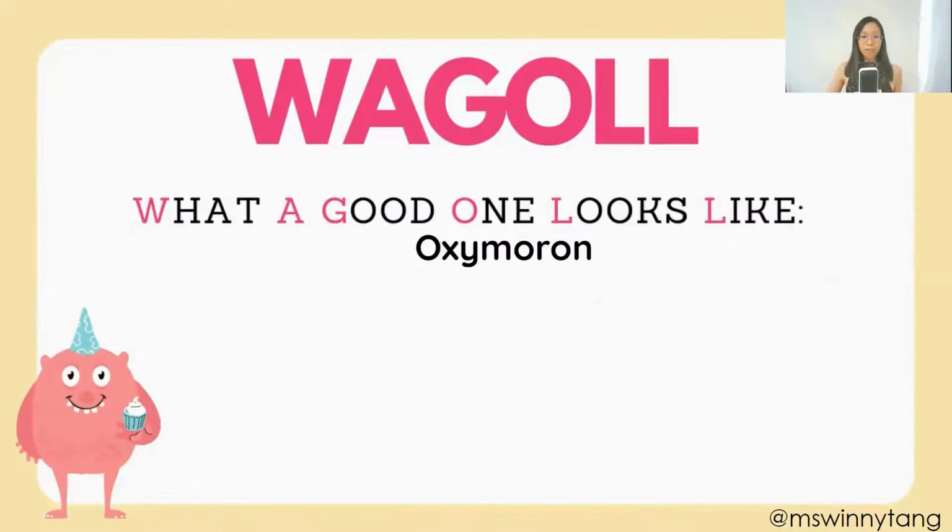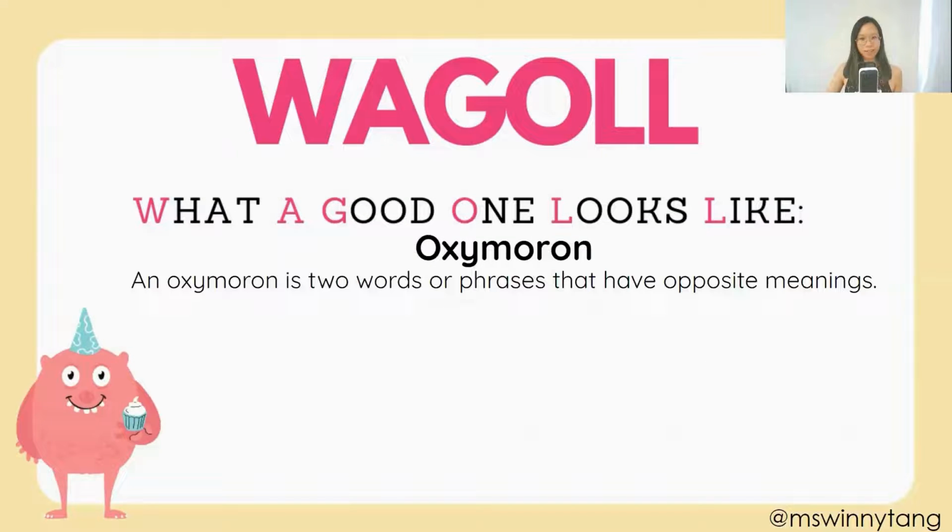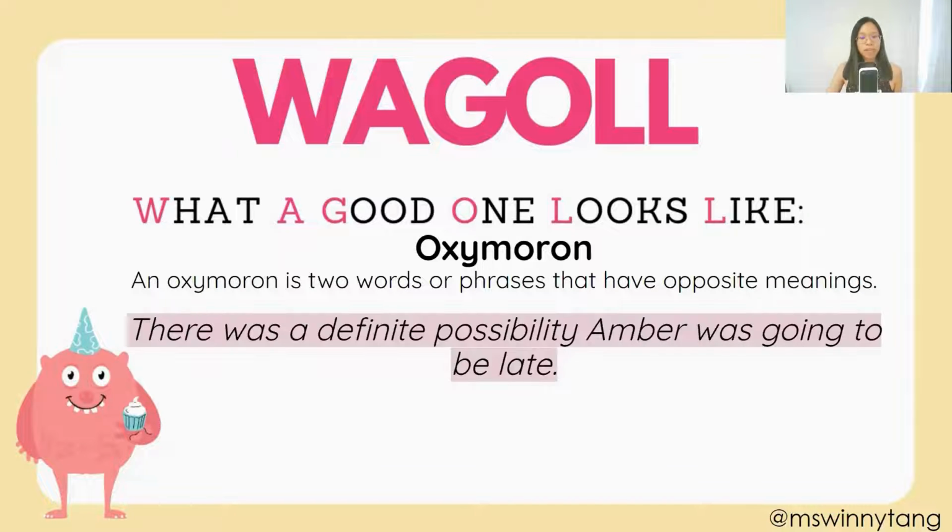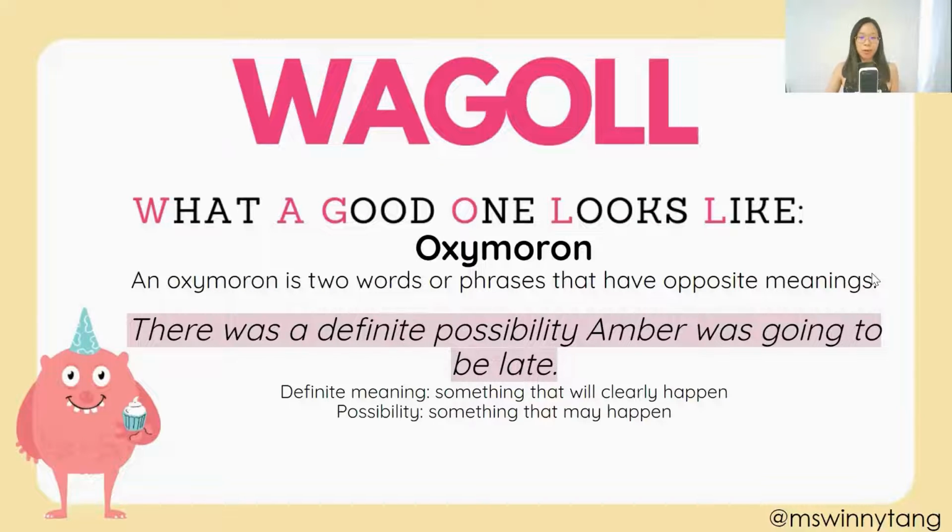You can also have oxymorons in your narrative. An oxymoron is 2 words or phrases that have opposite meanings. For example, there was a definite possibility Amber was going to be late. So the meaning of definite is something that will clearly happen, will definitely happen, whereas possibility is something that may happen. So an oxymoron is if you place 2 words together next to each other that have opposite meanings.